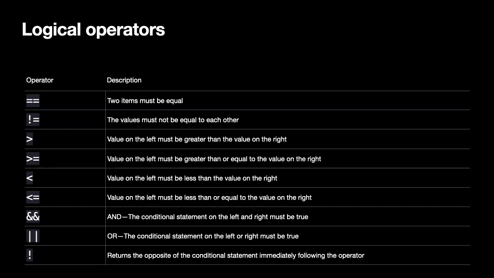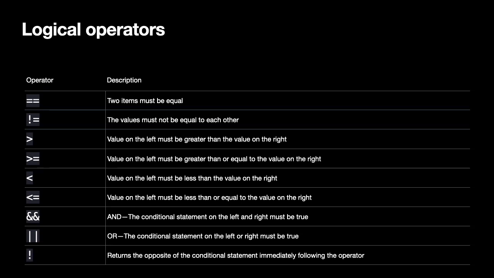Except for the last one, they are all binary operators, meaning they all operate on two values. The first one will return true if the two items on both sides of the operator are equal. The second one will return true if they are not equal. The third one, if the first one is greater than the second one. For numbers, that's obvious. For strings, that could be based on a string comparison. For example, a string starting with B is greater than a string starting with A. And then we have greater than or equal to, less than or equal to.